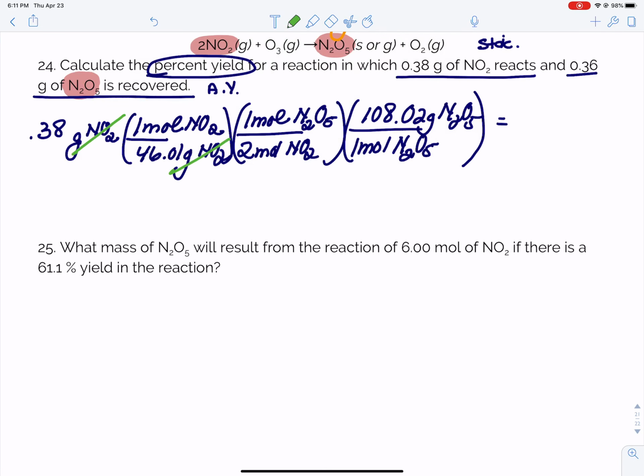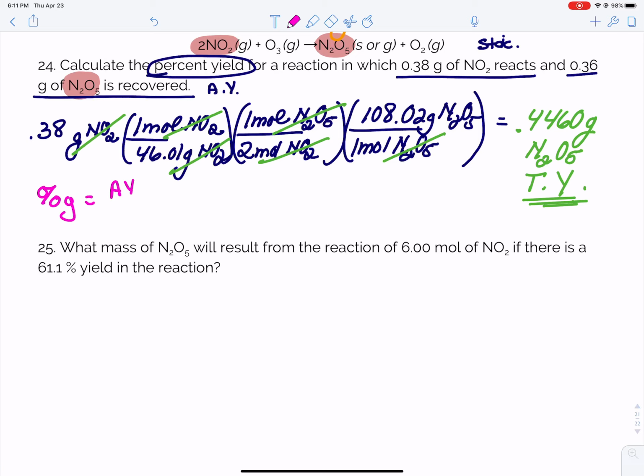Making sure our units cancel out, multiplying by the top, dividing by the bottom, I get 0.4460 grams of N2O5. What is that? That's my theoretical yield. That's how much should be produced. The question's asking for percent yield. I know that's going to be the actual yield of N2O5 over the theoretical yield of N2O5 times 100%.